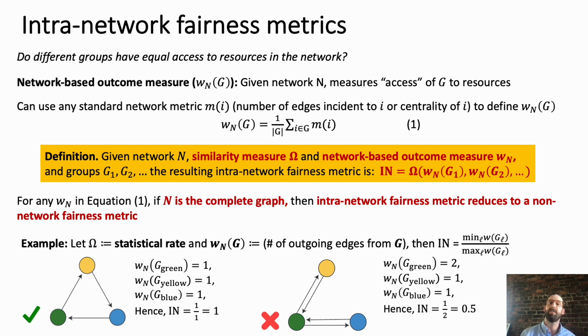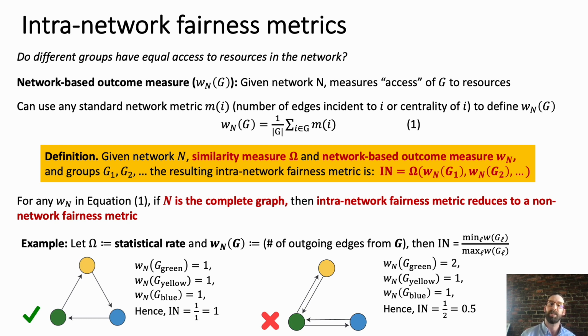In general, given different contexts, you can pick one of many network measures to define the outcome measure, and one of many similarity measures to evaluate bias in the outcome. Importantly, intra-network fairness metrics reduce to non-network fairness metrics on the complete graph. Now let's look at a toy example.